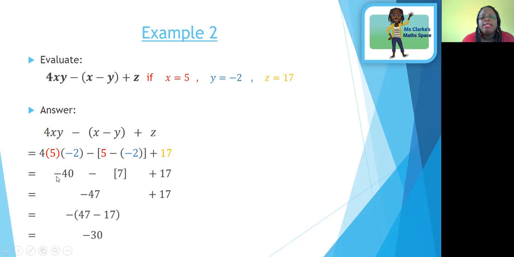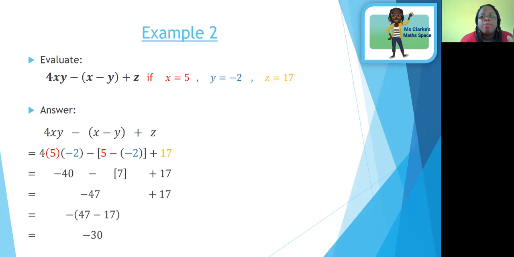So now we end up with -40 minus 7 plus 17. If you want, we could plug that straight in and you get your answer straight, which would be -30. Or if we don't have our calculator, we break it down. -40 minus 7 would be -47. -47 plus 17 would give us -30.